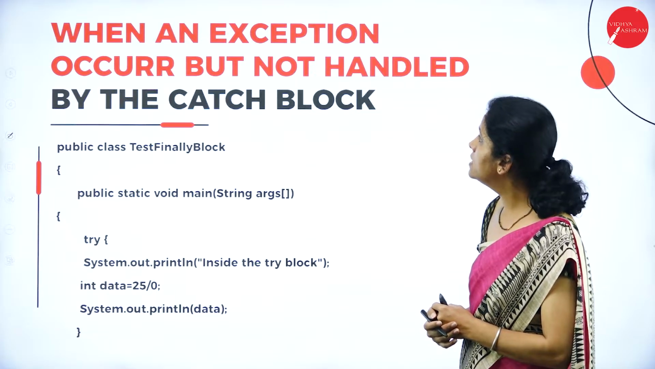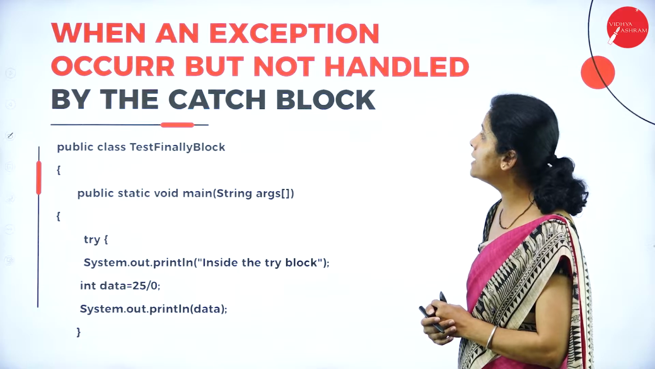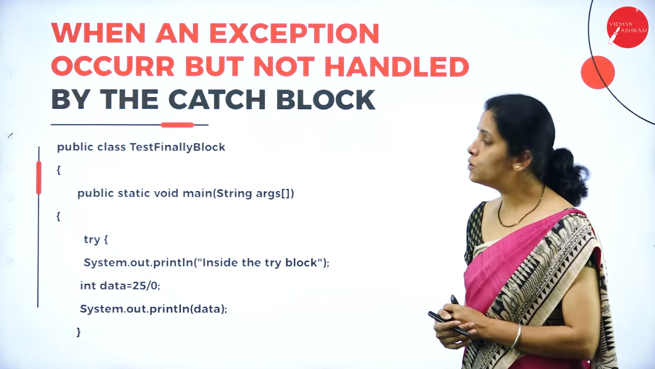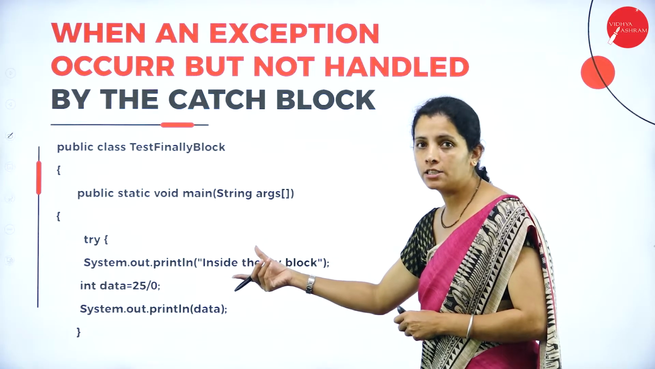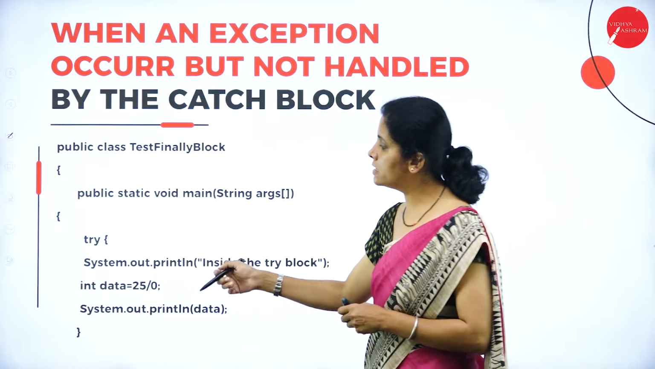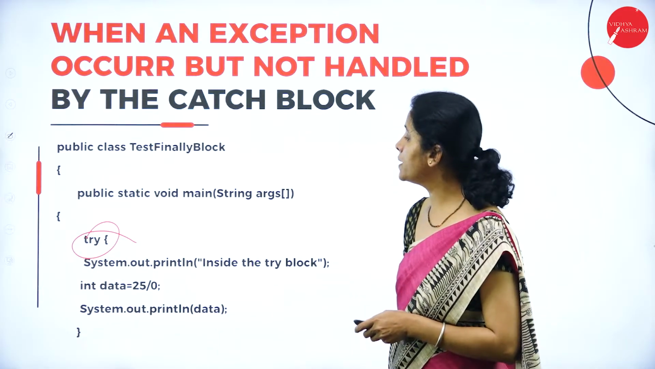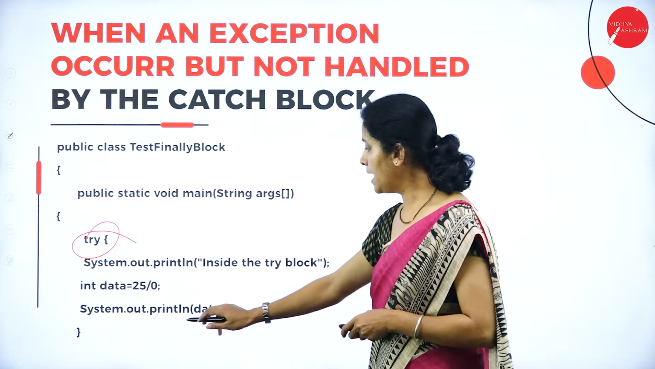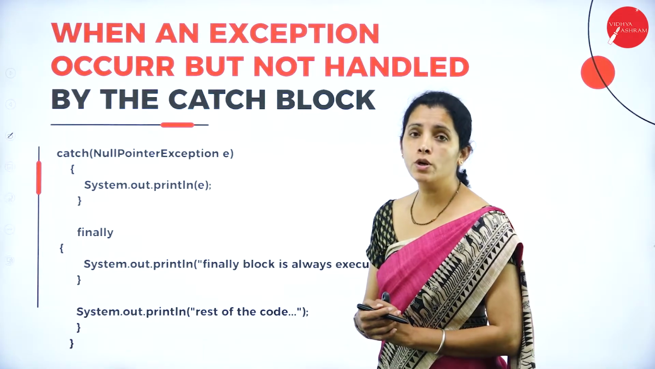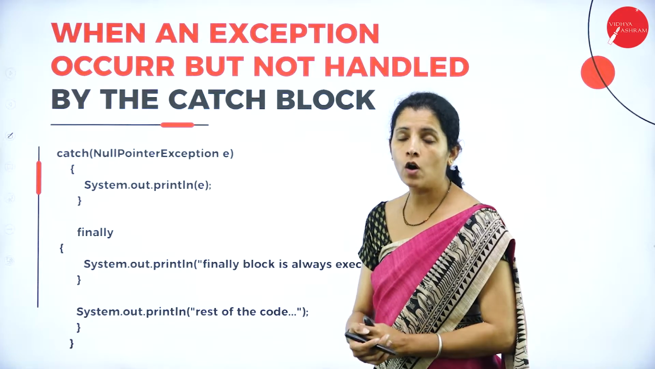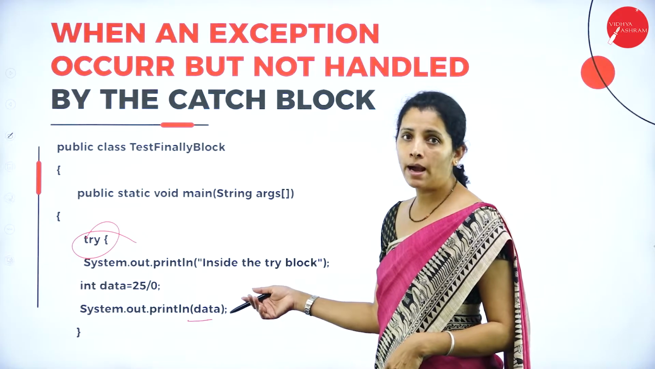So dear student, consider when an exception occurred but is not handled by the catch block. So here the exception occurs but it's not handled by the catch block. See here, in my try block, I'm going to have code, that is 25 divided by 0. And I'm going to display the value. So what's going to happen? It's going to generate an error or exception. And what kind of exception? That is divide by 0.